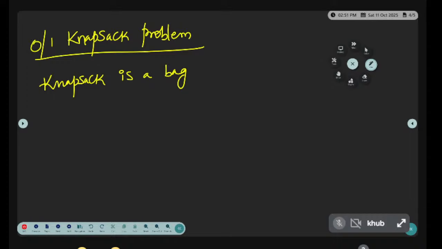Sometimes this item has more profit, but according to my capacity, my bag can hold only 3 kgs. Already some items are there, and the leftover capacity in my bag is only 3 kgs. But according to the cost criteria, this is the next highest cost, so I am trying to select this, but it is 4 kgs.